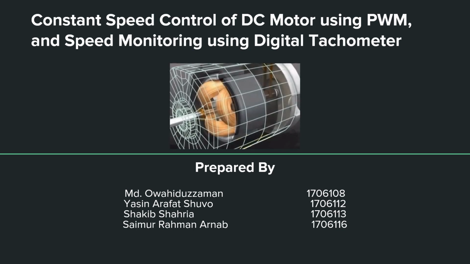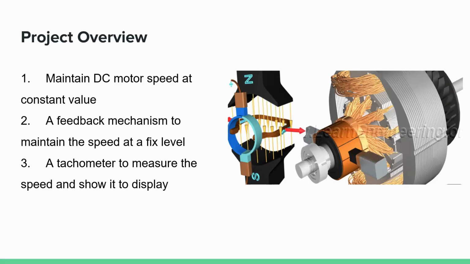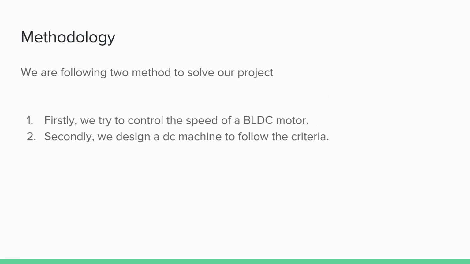We are working on constant speed control of a DC motor using PWM and speed monitoring using a tachometer. Here, we will maintain the DC motor speed at a constant value. We have implemented a feedback mechanism to maintain the speed at a fixed level. We will measure our output speed by using a tachometer.